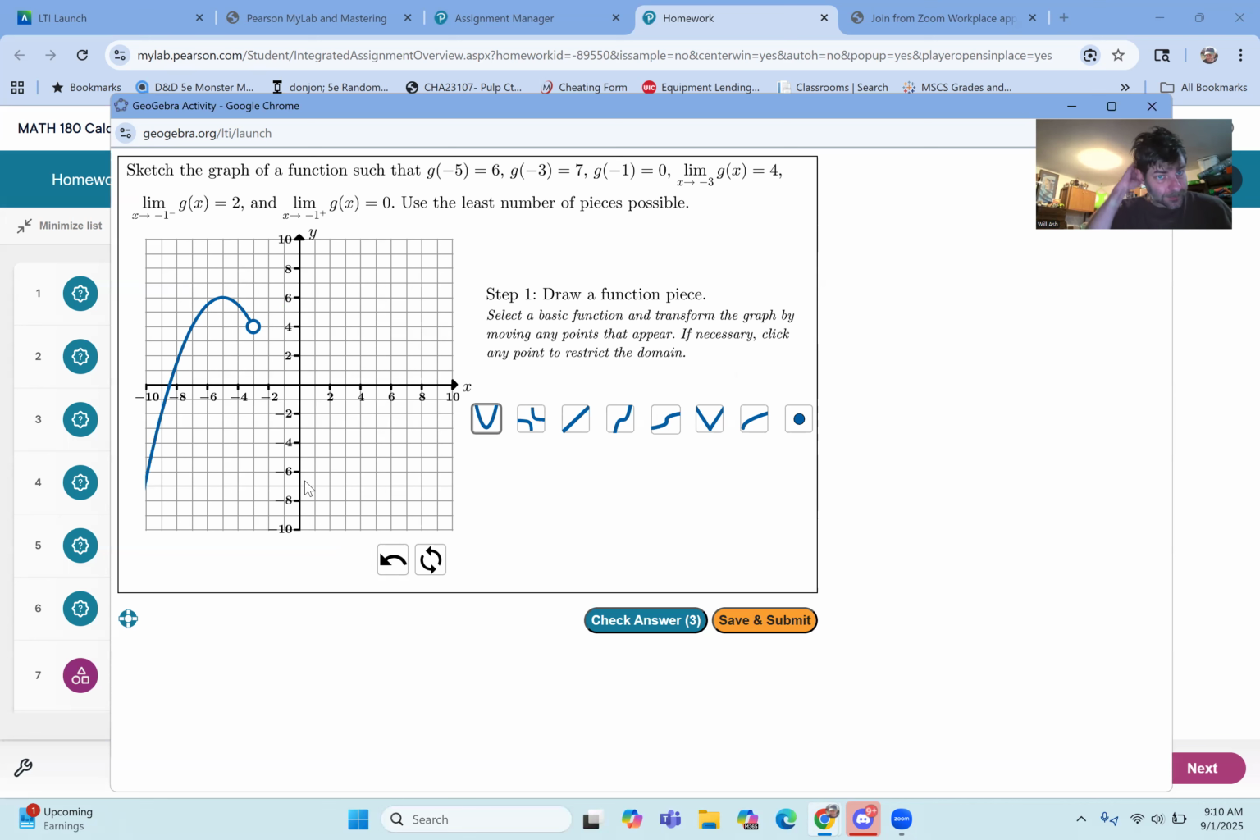Now I know from the right-hand side, I have to go to -3, 4. And then when I go to -1 from the left-hand side, I have to approach 2. Again, I've mapped this out on paper before I started. We'll go with a line this time. I want to go from -3, 4 right here, and -1, 2.